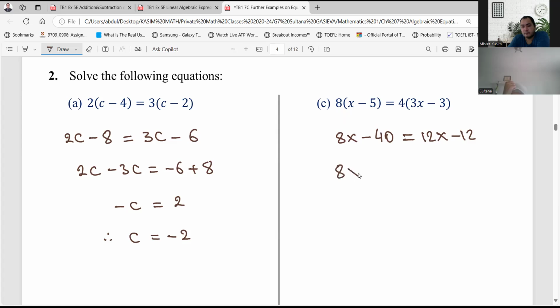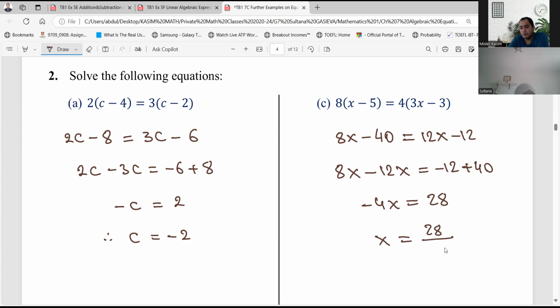8x minus 12x equals negative 12 plus 40. Plus 40. And then negative 4x equals 28. And then x equals 28 over negative 4.